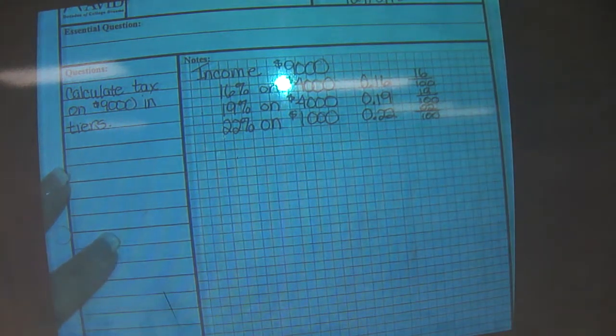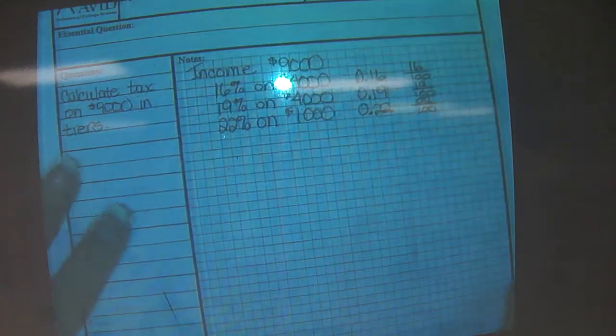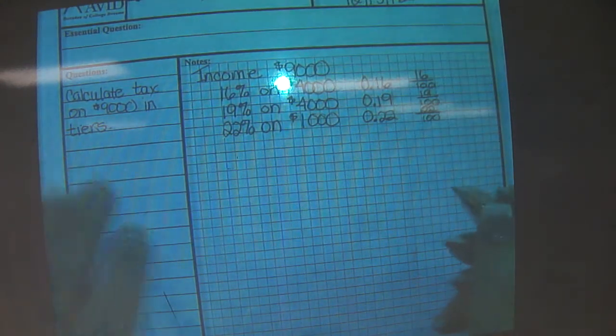How do you think would be the best way for us to calculate this? Decimals or fractions? Decimals. I have something to share with you. It's going to be fractions. What? And this is the aha moment, I promise. Because watch this.